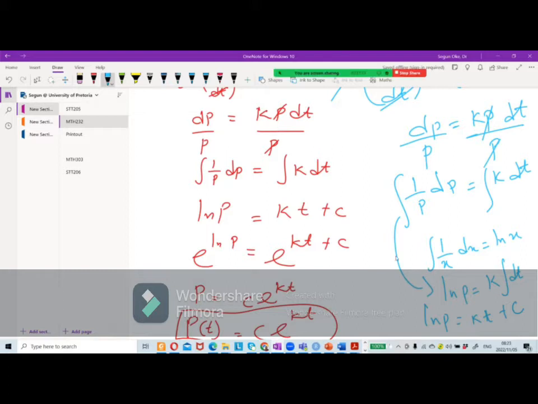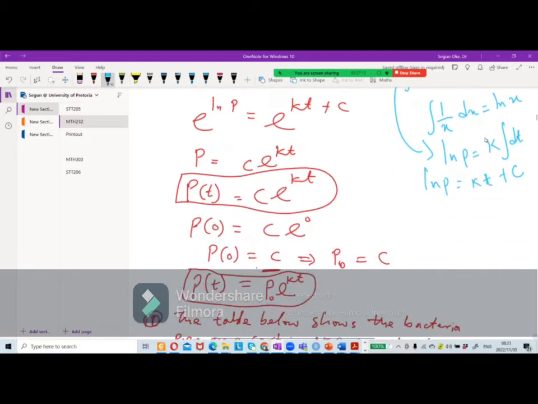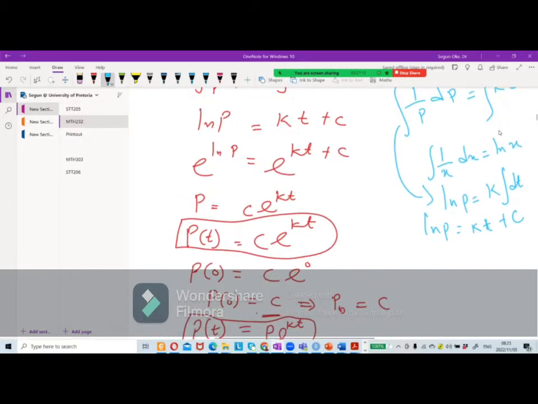So how do I go about this? From here, I need P. That is my target. You cannot get the P yet. The only thing that can eliminate ln is exponential, and the only thing that can eliminate exponential is the ln. So you can see the two work hand in hand.